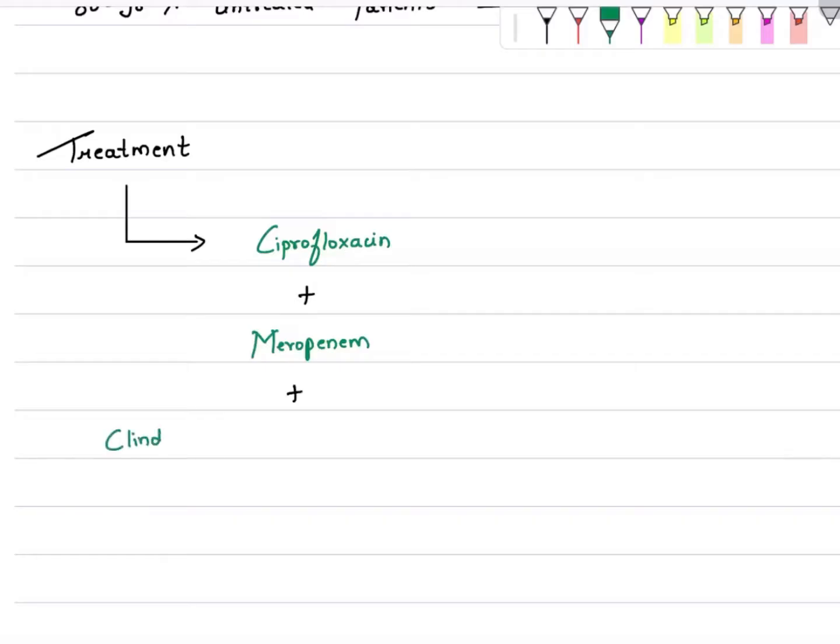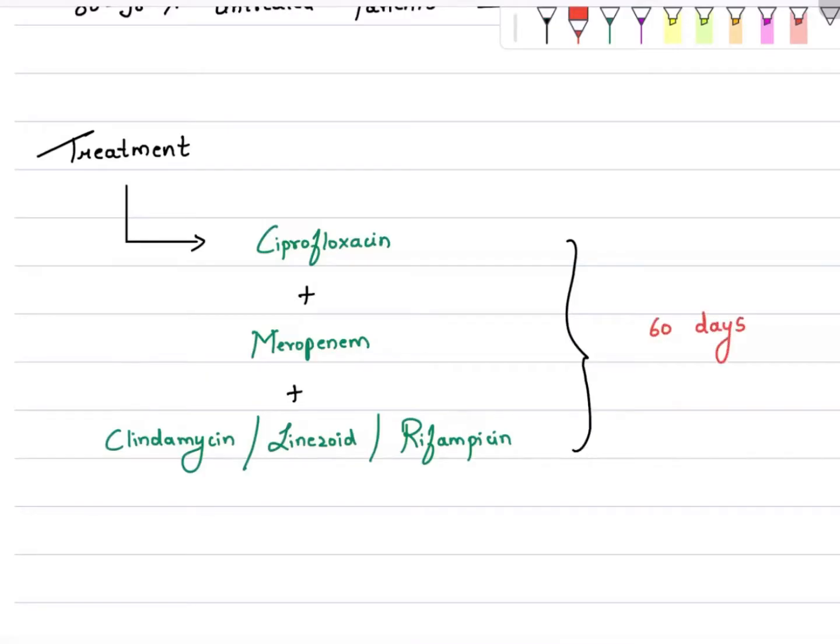Let's talk about treatment. 3 drugs can be given: ciprofloxacin, meropenem and clindamycin, or we can give linezolid or rifampicin for 60 days. Let's talk about intestinal anthrax, which is a very rare type of anthrax.